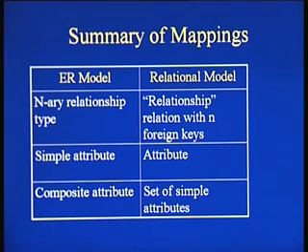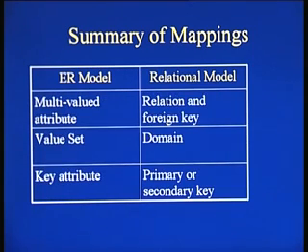If there is a simple attribute in an ER model, that simply becomes an attribute in one of the relations in the relational model. If it is a composite attribute in the ER model, then it becomes a set of simple attributes, that is you take the simple parts that form the composite attribute and make all of them part of this relation. If it is a multi-valued attribute, then we need to create a separate relation and a foreign key, that is you have to associate the primary key of the base relation with each possible value of the multi-valued attribute.